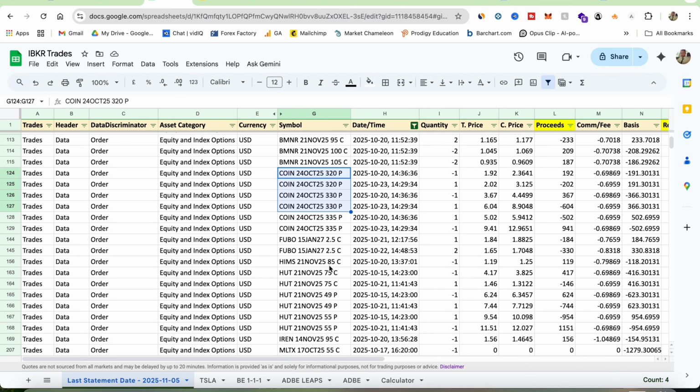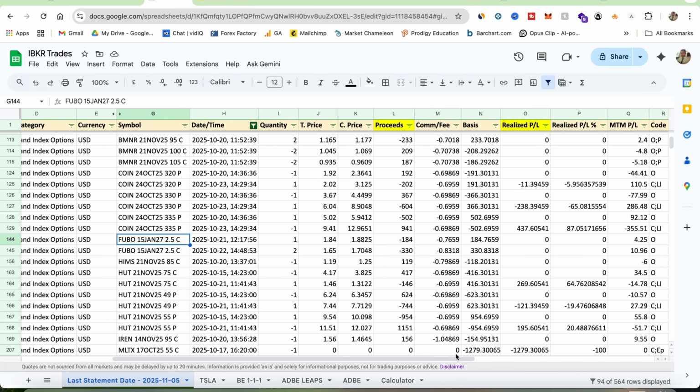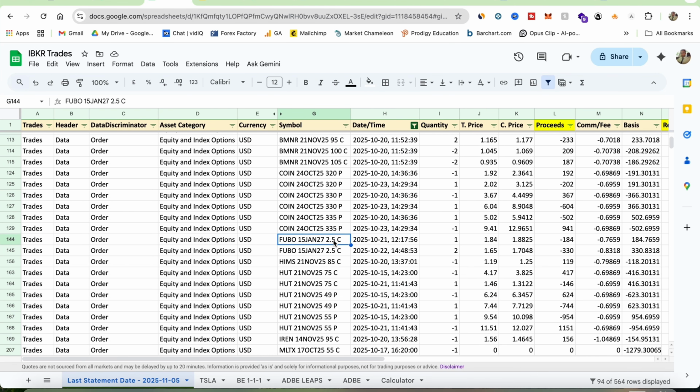Trading Coinbase, usual stuff. I've actually bought another Fubo call on that, which again cost me $180, so would have made another $184. But again, using the premium I've generated to go and buy my long-term leap call, I think I've got about 10 contracts now of Fubo.